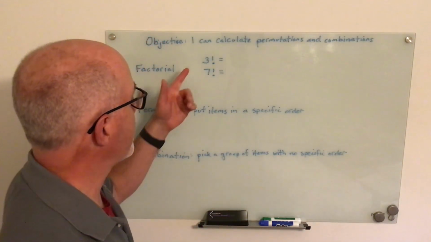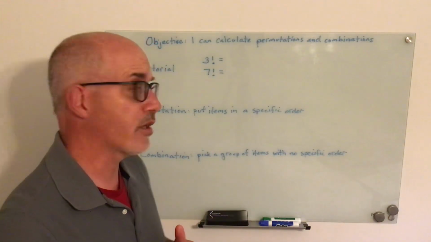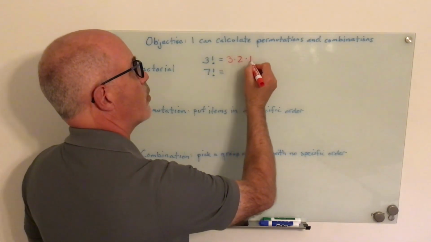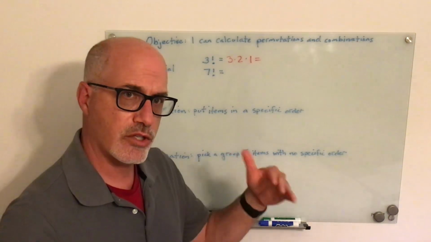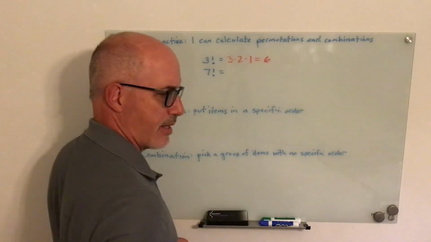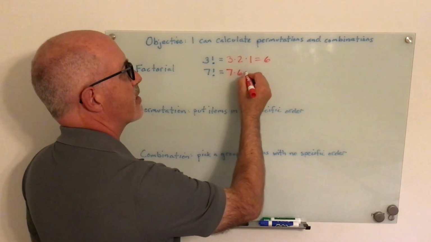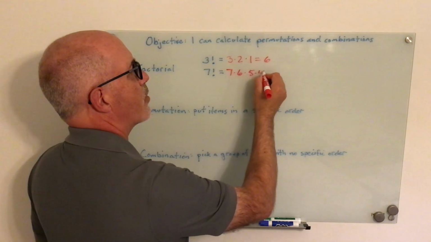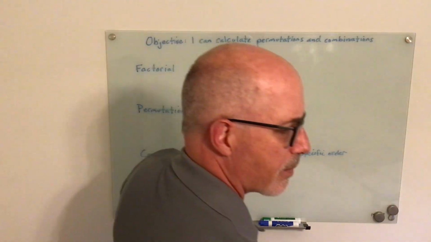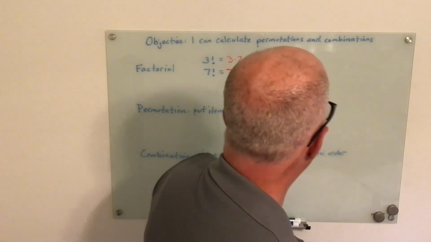Factorials are written this way, where you have 3 with an exclamation mark, which means 3 factorial. It means that you take 3 times 2 times 1, so 3 times every integer less than it down to 1, and when you multiply that, you get 6. Now, if you do 7 factorial, that's 7 times 6 times 5 times 4 times 3 times 2 times 1. And when you multiply that out, you end up getting 5,040.